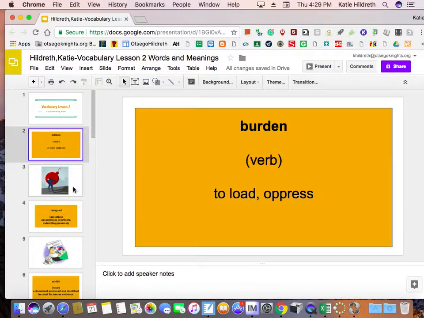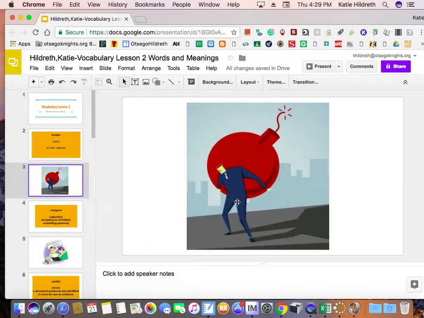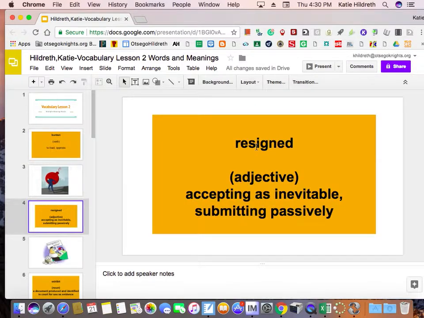Okay, and the example, the picture that I chose, was this man with the ball with the little spark on the end, and he's trying to carry the big heavy ball, and it's weighting him down or loading him down. Our next word is resigned, and resigned is an adjective.